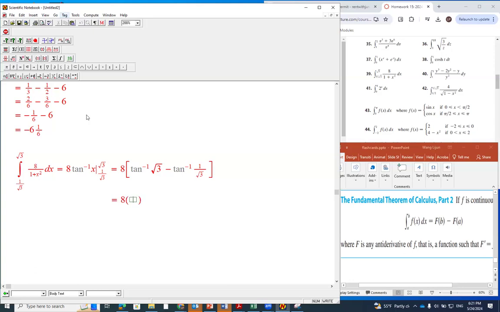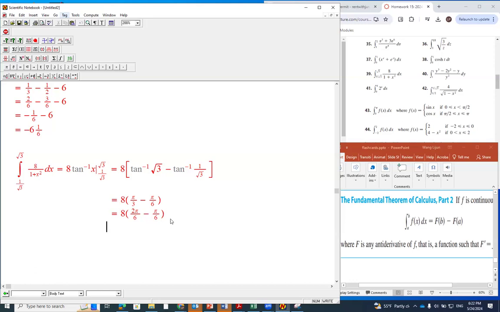We can change to parentheses. Arctangent √3 is pi/3. Arctangent 1/√3, that's pi/6. Pi/6, right? And we do a little operation making common denominator. Inside the parentheses, the common denominator is 6. And so this is going to be 6 under 2 pi.